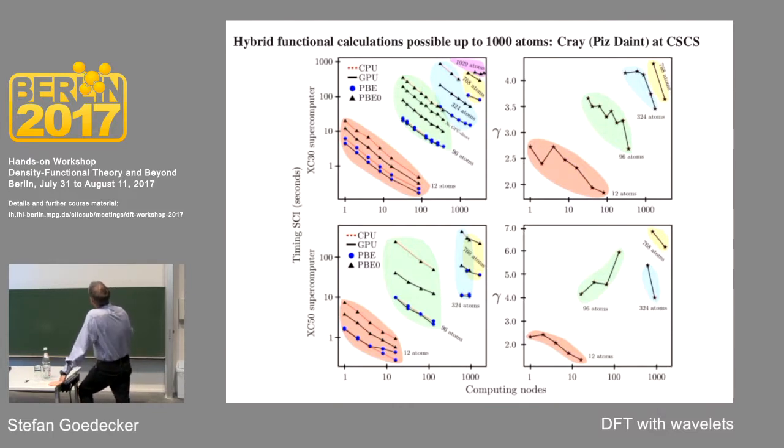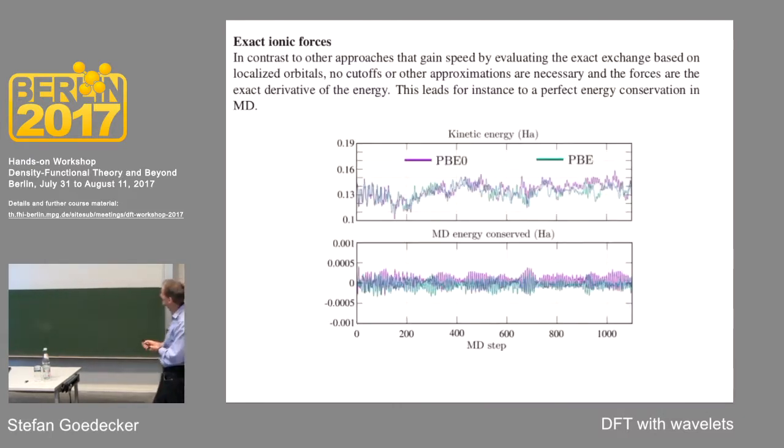And you see that this ratio depends on system size, because the scaling behavior is different for small and large systems. But you see it's in the range of, in this case, not more than 4. Here, it's not more than 7. So actually, with this implementation, PBE0 calculations become affordable also in a systematic basis set.